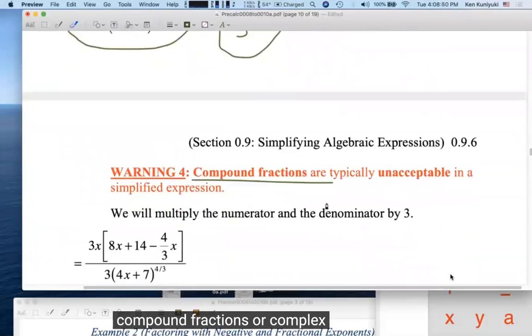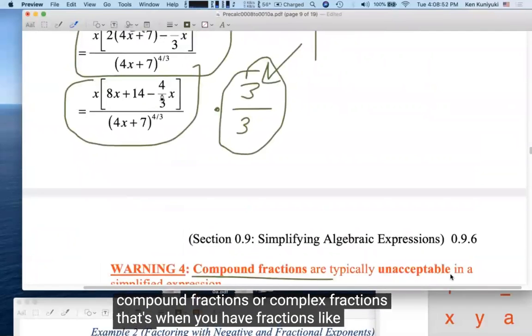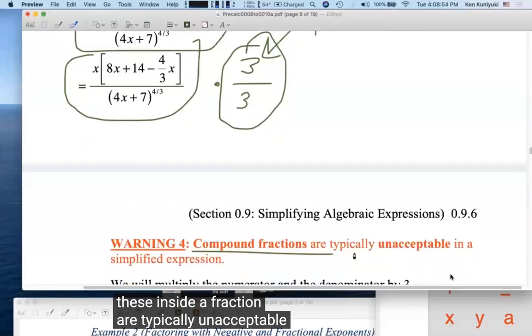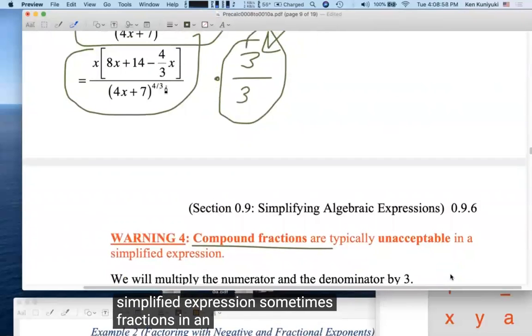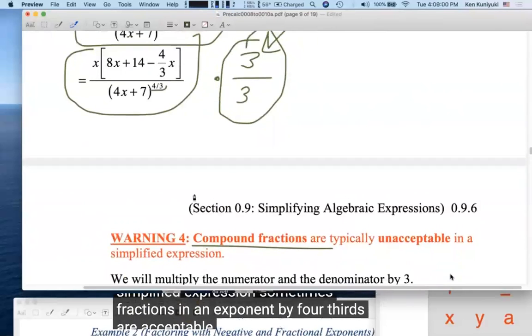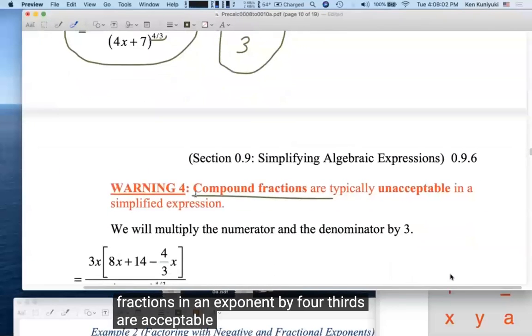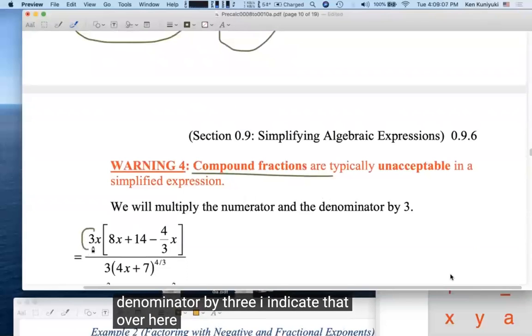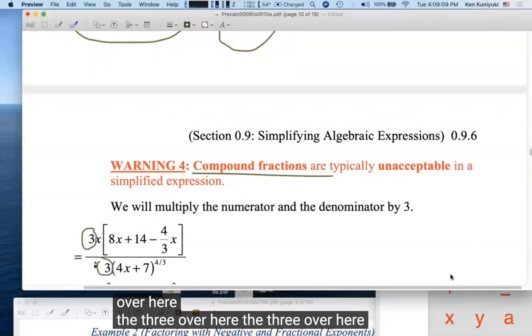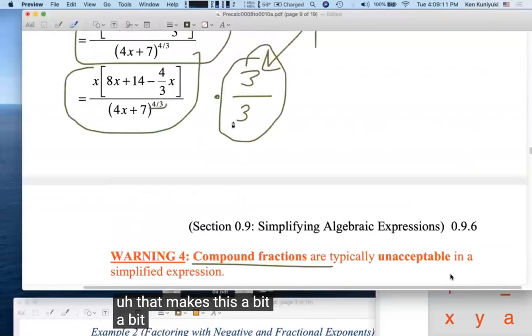Compound fractions or complex fractions, that's when you have fractions like these inside a fraction, are typically unacceptable in a simplified expression. Sometimes fractions in an exponent, like 4/3, are acceptable. Okay, so we multiply the numerator and denominator by 3. I indicate that over here, the 3 over here, the 3 over here. That makes this a bit clearer.